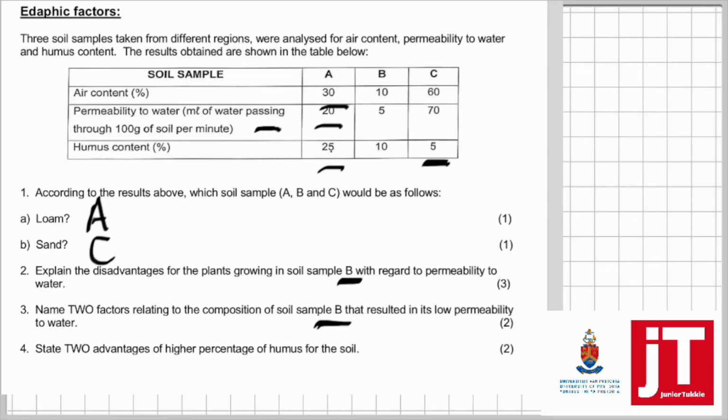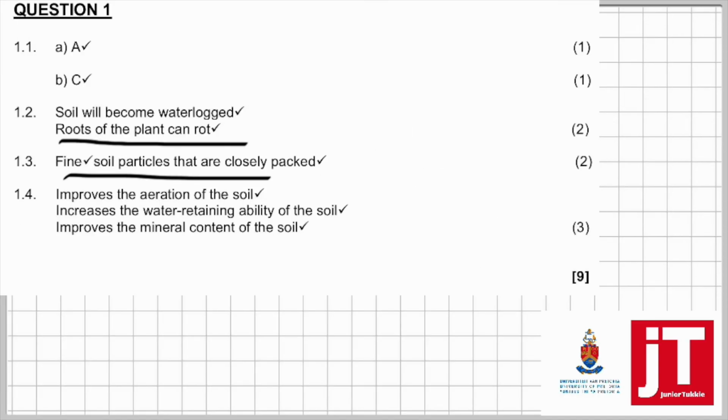Right, and the last question, state 2 advantages of a higher percentage of humus for the soil. Now, 2 advantages of humus. The darker the humus, the more fertile the soil is. If the soil is dark and there's more humus, that means there's a lot of minerals in the soil. That will also improve the water retaining ability of the soil, and that will also improve the amount of air that's in the soil.